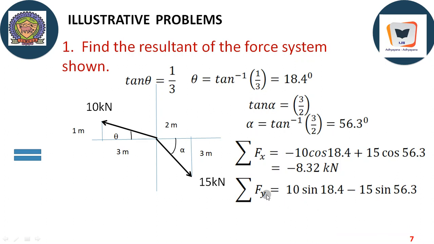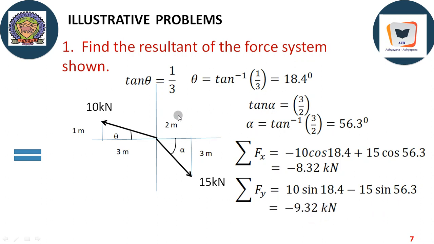In the same token, sigma Fy is 10 sin theta, 10 sin 18.4 going up, and this is coming down. The vertical component is coming down like this. It is minus 15 sin 56.3, and we will get minus 9.32.